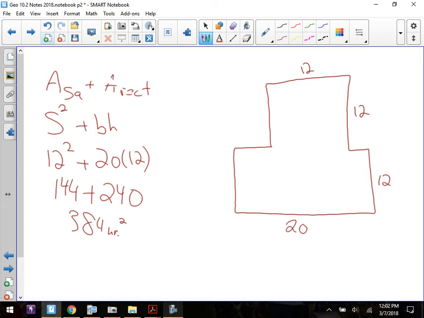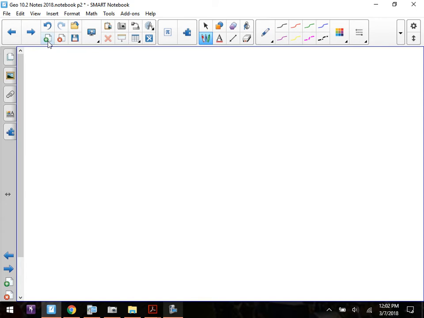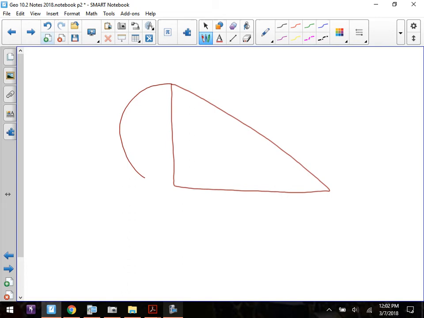Now, what changes from that into number 5? Because I'm mixing around the different parts. What are your 2 shapes? Why do you say it's a semicircle?